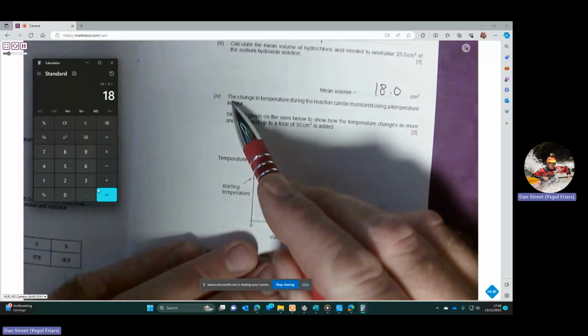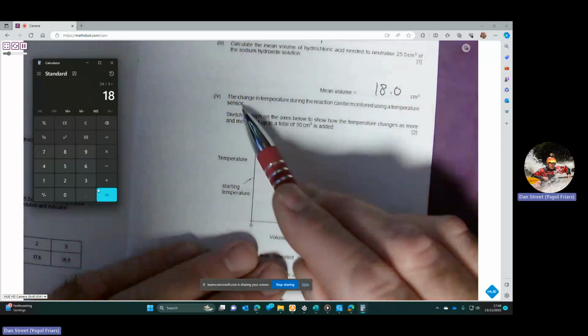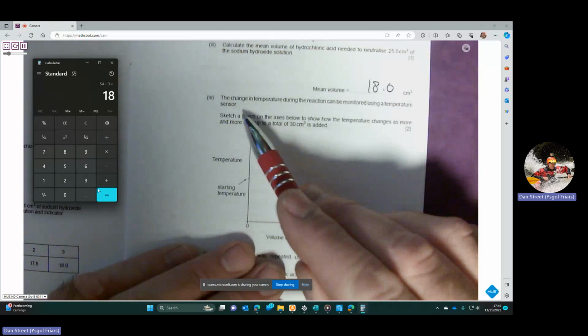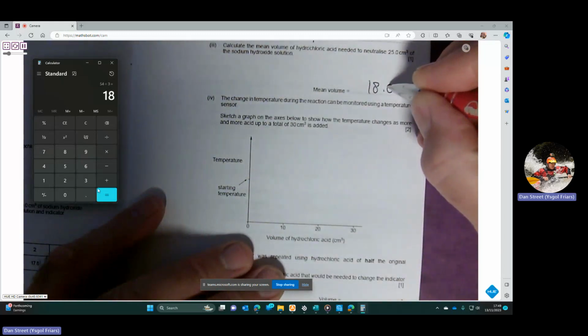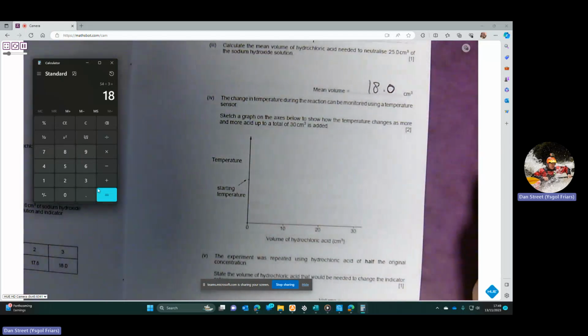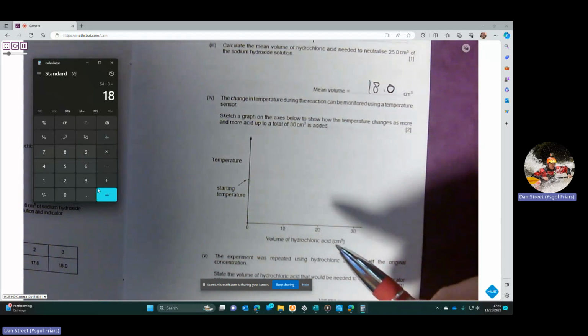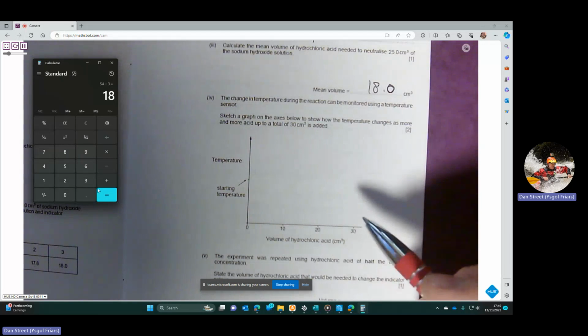Okay, the next part. The change in temperature during the reaction can be monitored using a temperature sensor. So this isn't something that we did, but if you think back to evidence for a chemical reaction in year 10, a variety of different things we look for, and a change in temperature is one of them. Okay, so if the temperature is changing, then we can assume a reaction is happening. For this particular reaction, it is exothermic. It does get warmer, okay, as the reaction proceeds.